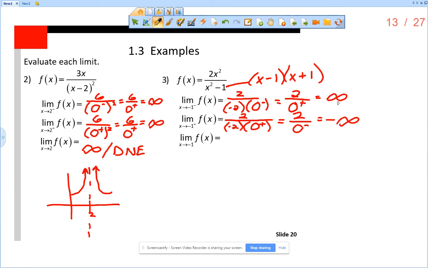infinity. And so the limit from the left and the limit from the right are not the same, and so does not exist is the only thing we can write.